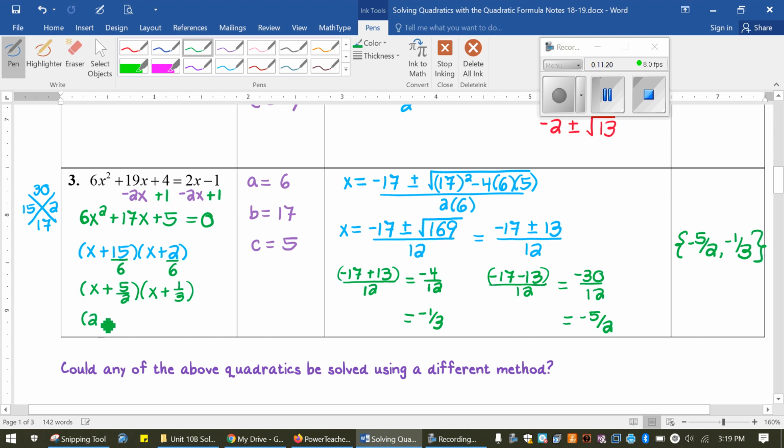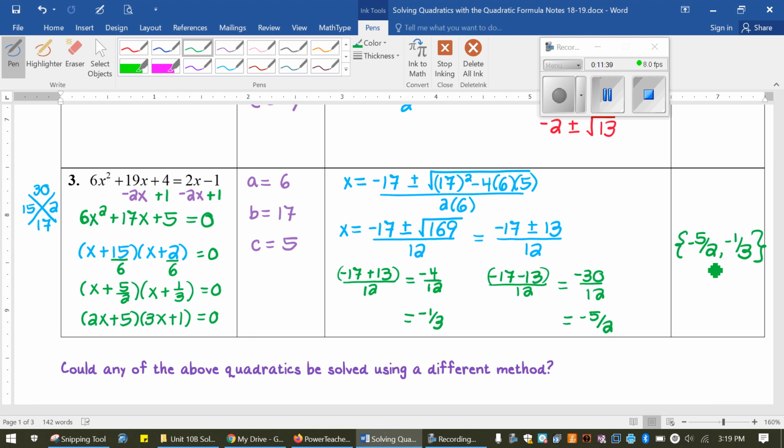So then you would have had 2x plus 5 and 3x plus 1, giving you 0. Setting each one of those equal to 0 would have gotten you the same 3 answers. So just showing you that it doesn't have to be just one method that you can solve a quadratic by. We've shown you all 3 methods now. And now you need to start making decisions about what's the best way to solve.